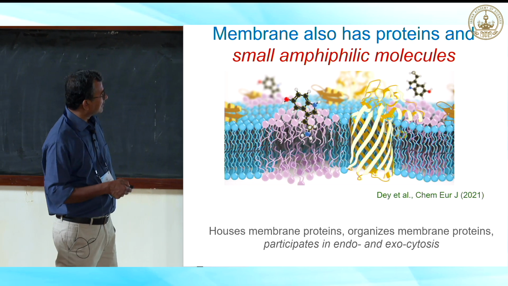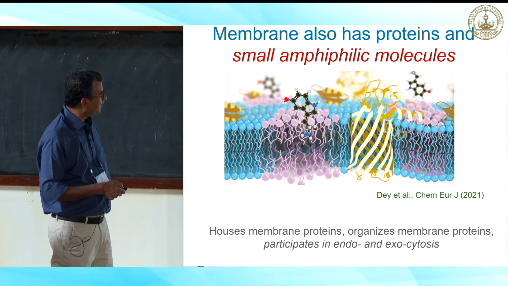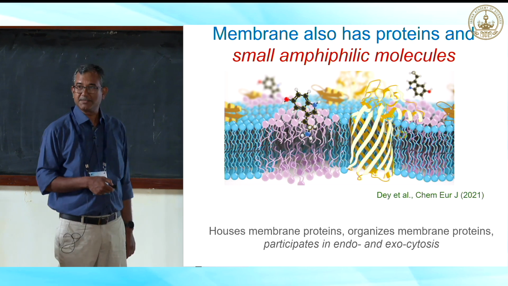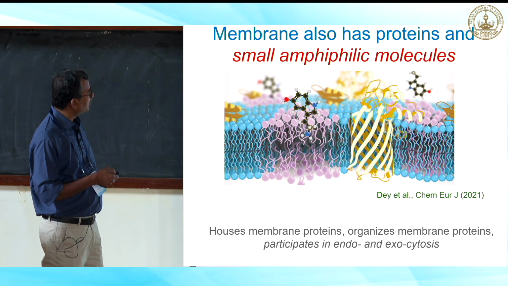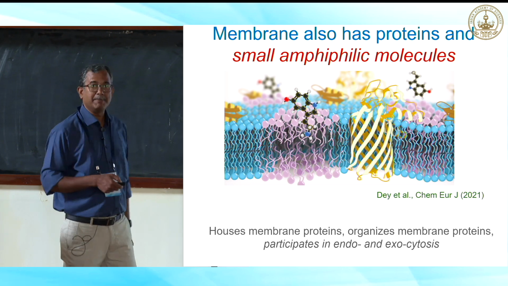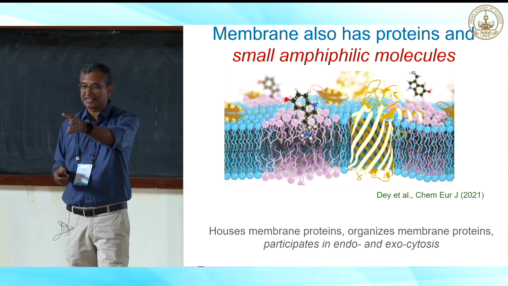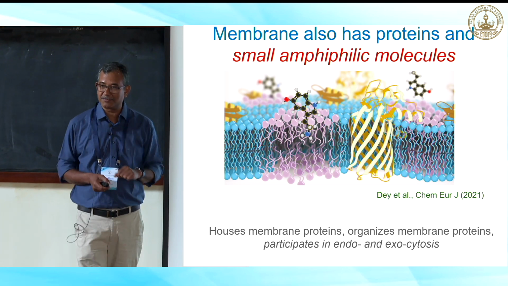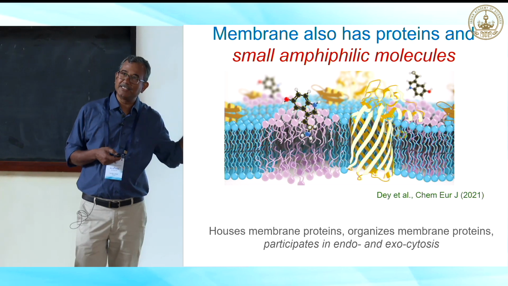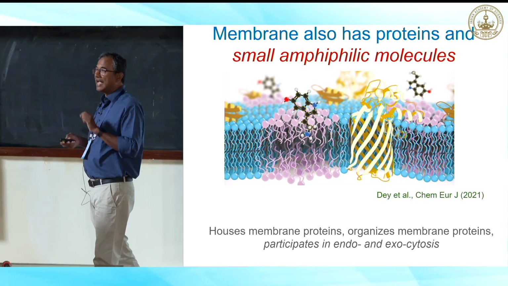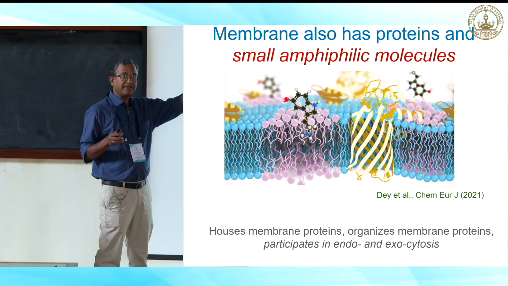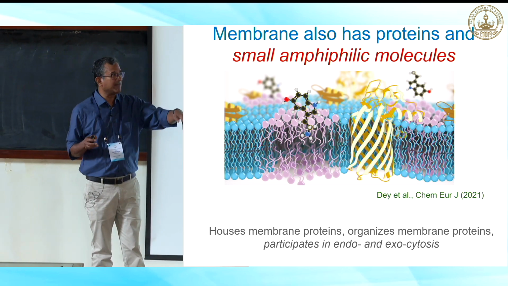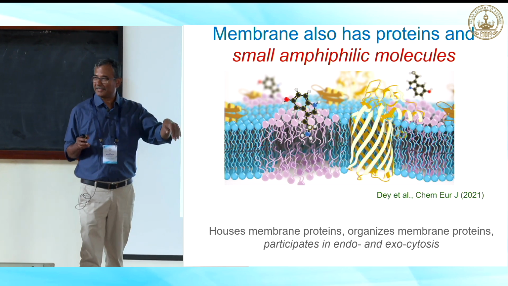There are other things. Other than the 200 types of lipid molecules, there are many types of membrane proteins, which we have started focusing on the last 4 years, and many small amphiphilic molecules. You just heard about amphiphilic molecules from Professor Ajay Ghosh. These are biological, natural amphiphilic molecules, and people have neglected the fact that they can go into the membrane at very high concentrations and perhaps change its properties.